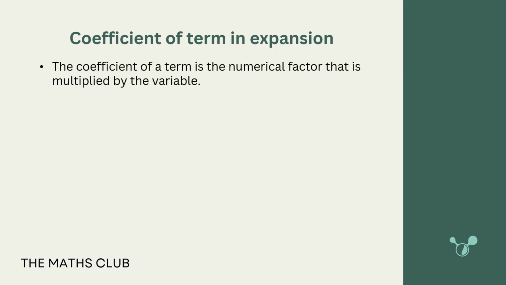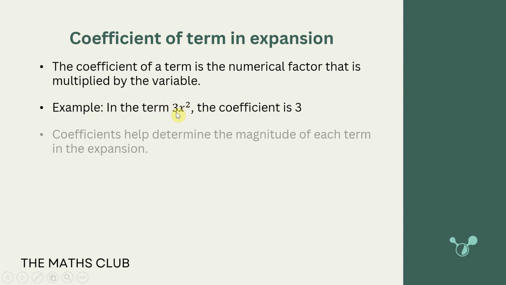So the coefficient of a term is the numerical factor that is multiplied by the variable. What does that mean? If I have 3x squared, the coefficient is the numerical factor, which is the number in this case, which is what? 3. So the coefficient of x squared is 3 in this case.